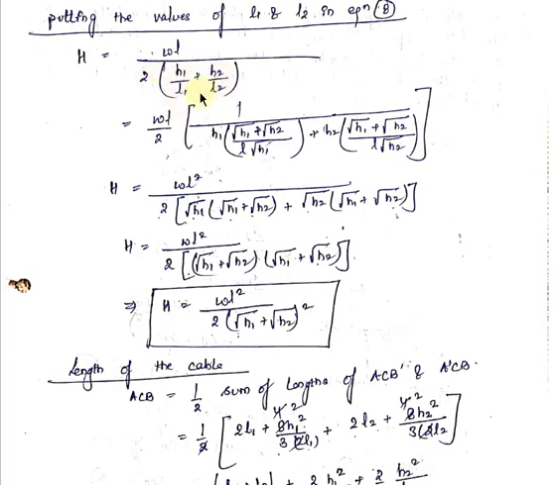Now putting the values of L1 and L2, after putting the values and rearranging and solving it, we will get the value of horizontal thrust, which will come out to be WL square by 2 bracket, under root h1 plus under root h2 whole square. Now in the next lecture we will see how we find out the length of the cable when the supports are at different levels.